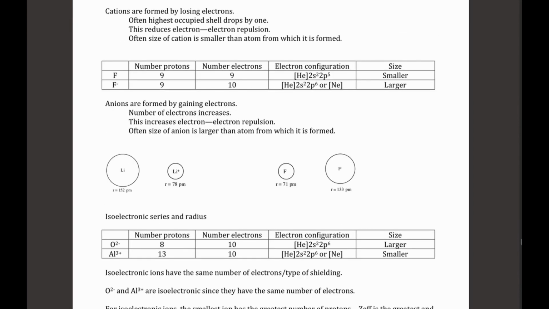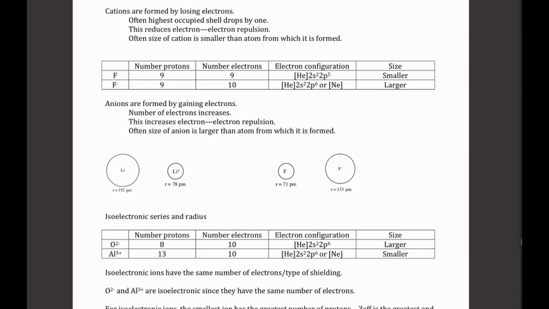Okay, so now we're comparing fluorine, the atom, and fluorine, the F minus anion. They both have 9 protons. Number of electrons: F the atom has 9, being an atom, same number of protons and electrons. F minus has 1 more electron. Well, 1 more electron means a little bit more repulsion. It causes F minus to be a little bit larger than F the atom.